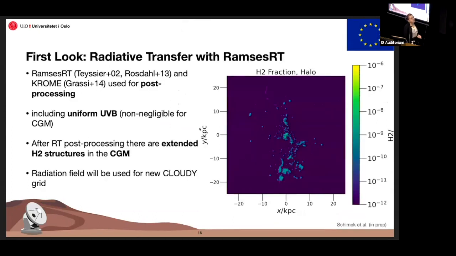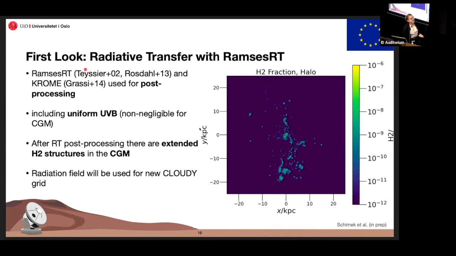Not the end, a first look at the last model. Again, I'm working with Davide on this quite hard. We use Ramses and Chrome in post-processing, and we also include a uniform UVB, which has not been included in any of the submillimeter studies that I've seen that try to model the emission, because they look at the ISM. The UVB background is maybe not so important there, but for the CGM, it's quite important. And we actually tested it, and it makes a huge difference.